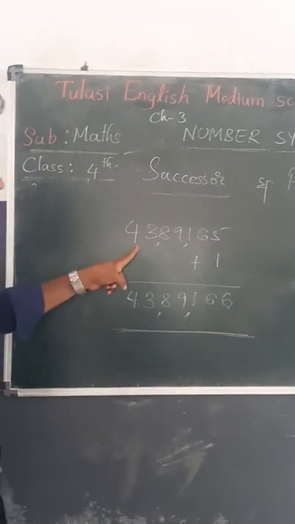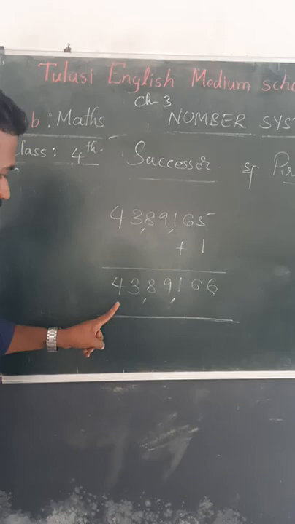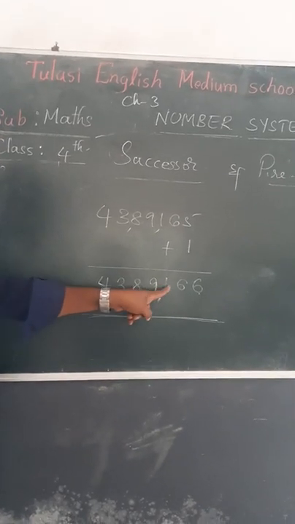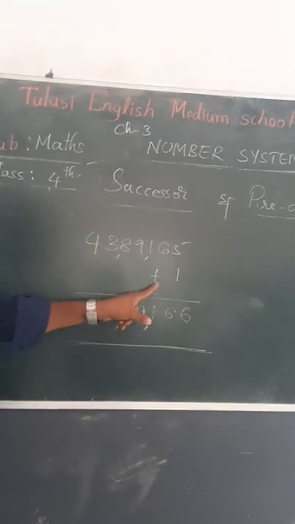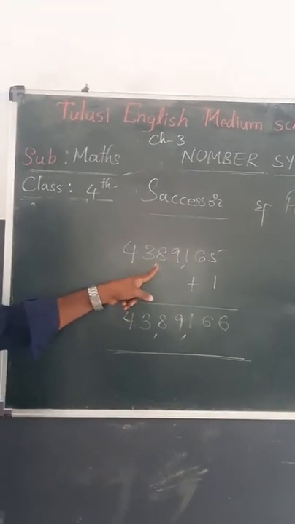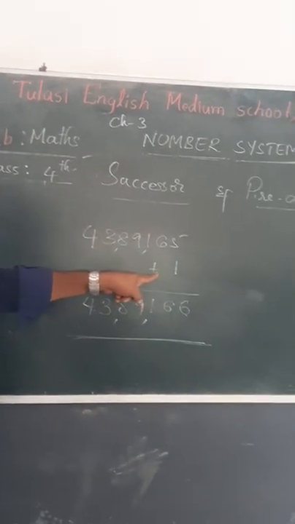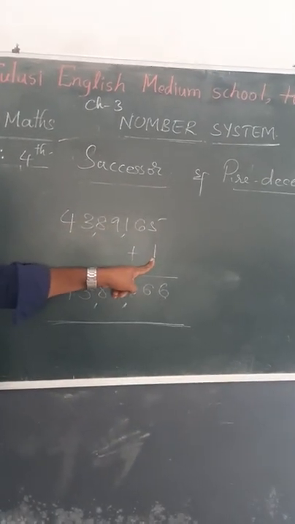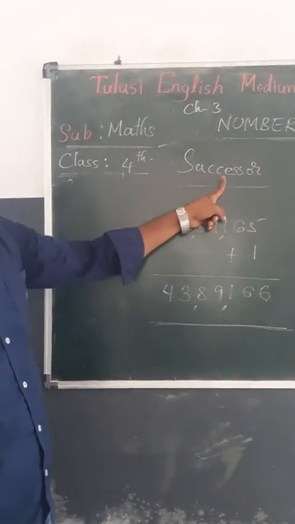So, successor of 43,89,165 is 43,89,166. So, one number more than that number. So, this is a successor. When you add 1 to any number, you will get the successor of that number. Successor means next number.